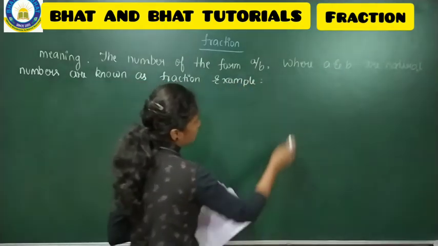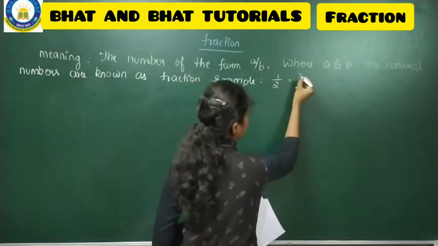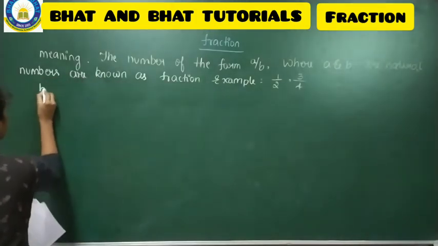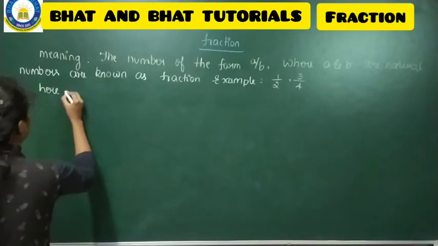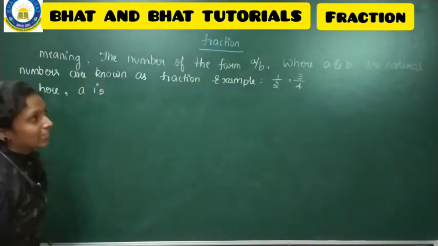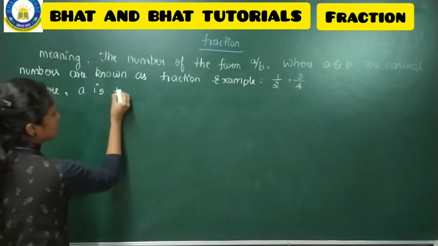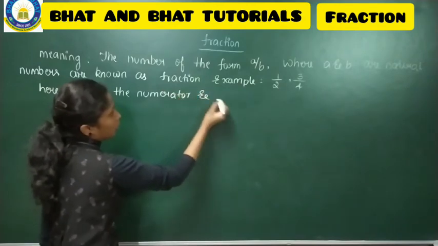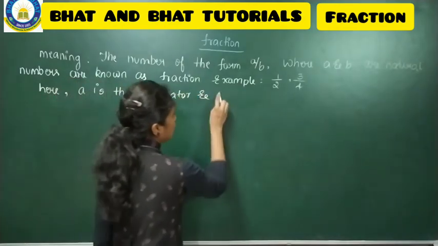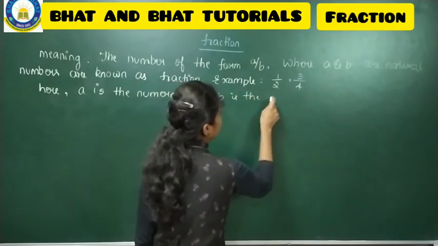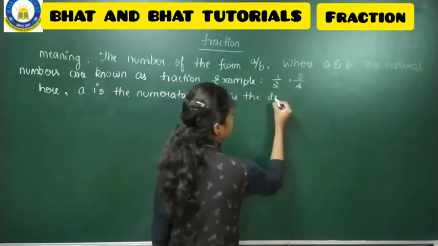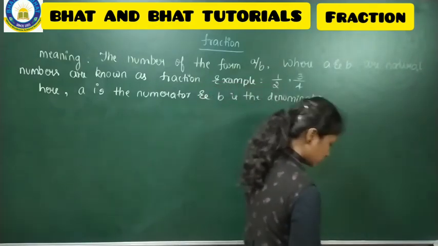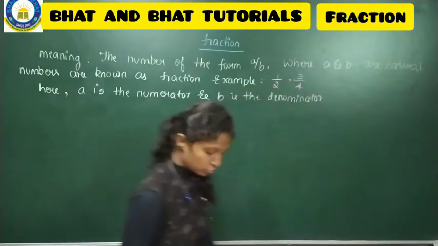Example: the first one, that is 1 by 2, comma, 3 by 4. Here, a is the numerator in a by b, and what is that below a? That is b. What are we going to call that? Denominator. So a is the numerator and b is called the denominator.